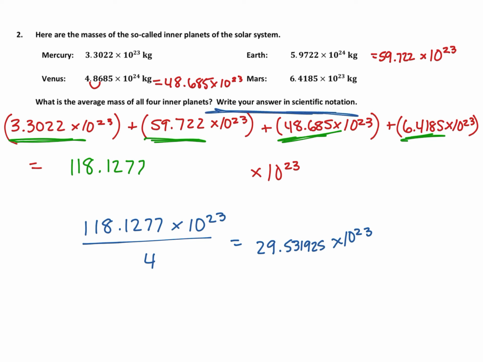But it says write your answer in scientific notation, and 29 is not between 1 and 10, so we have to fix it. It should say 2.9531925, and we need to change the exponent back to a 24.